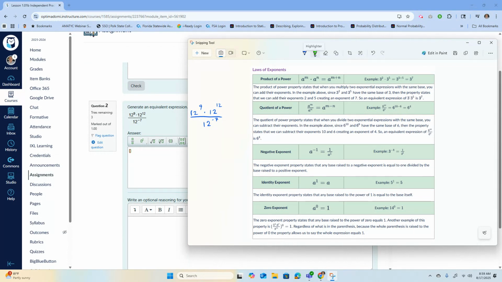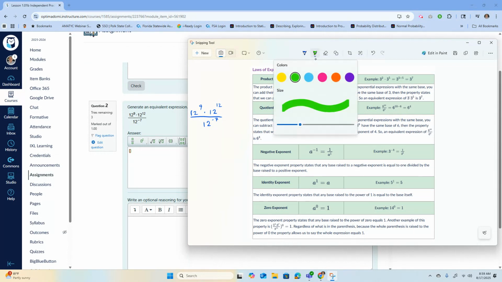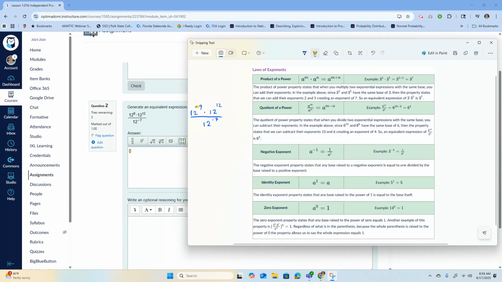You're going to work this by parts. Step number 1, we're going to start with the top. We have a multiplication up here, and using the product rule, basically, when you multiply powers with the same base, the base here is 12, you're going to keep the base. I'm going to keep the 12, and what I'm going to do with these two exponents is add them. So 9 plus 12, you can use the calculator if you want. That will be 21.